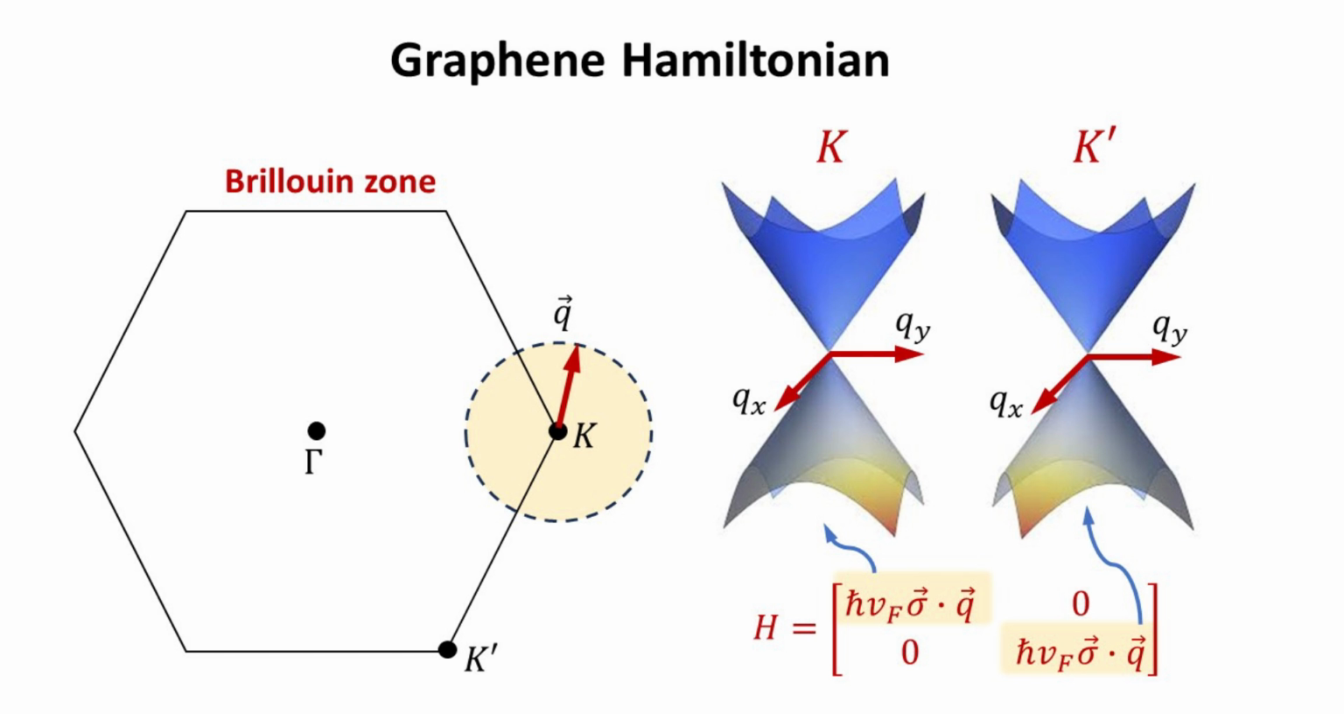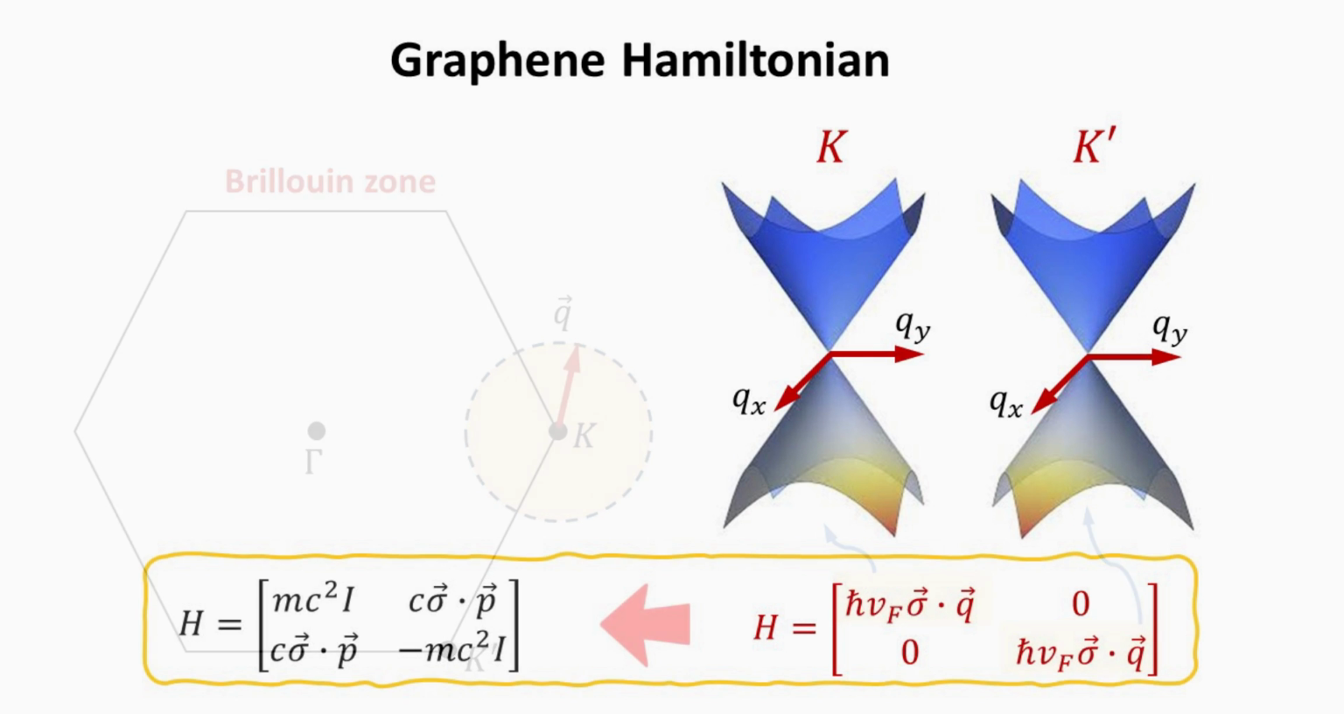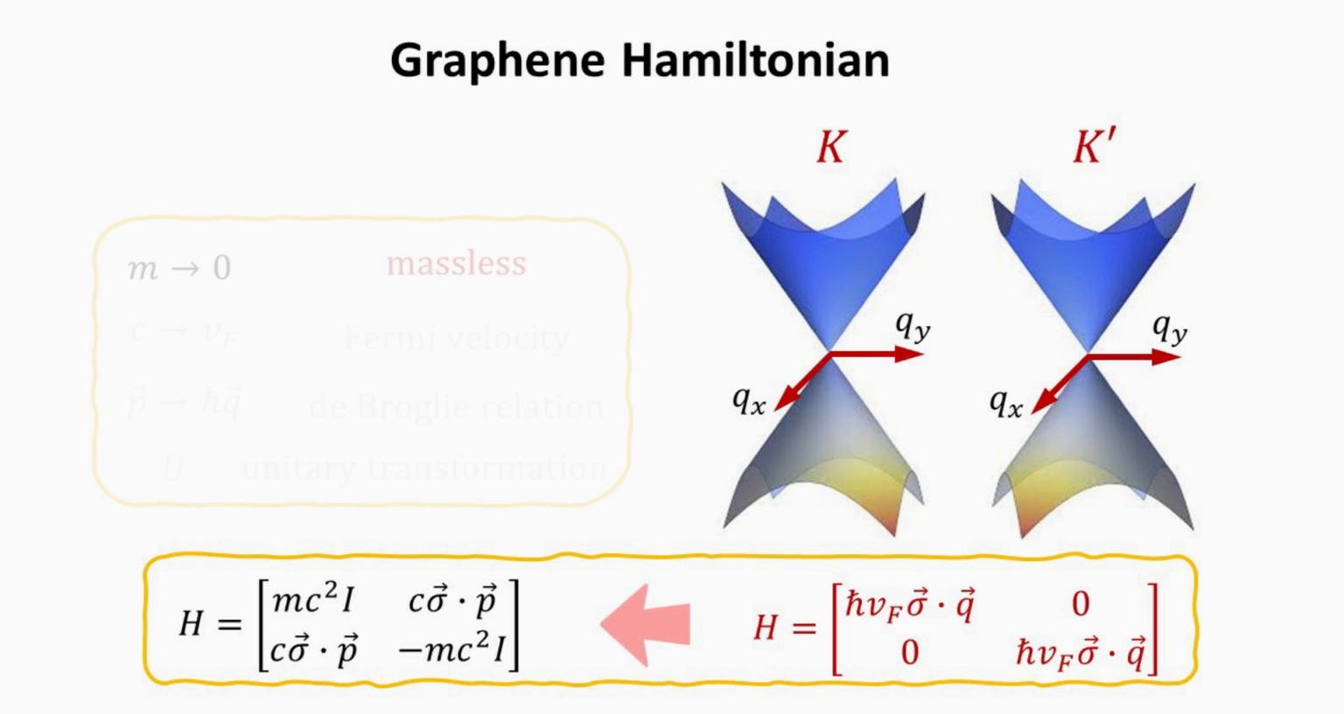Therefore, the low-energy Hamiltonian of graphene is also 4×4. It has a block diagonal form that resembles the relativistic Dirac Hamiltonian, where each block describes the K and K prime valley. Now let's compare this graphene Hamiltonian with that of the Dirac equation for relativistic electrons.